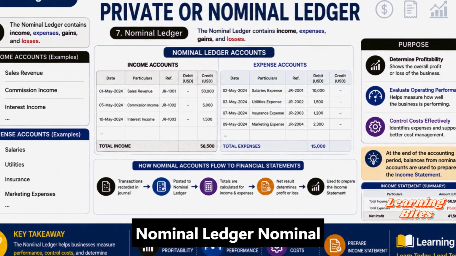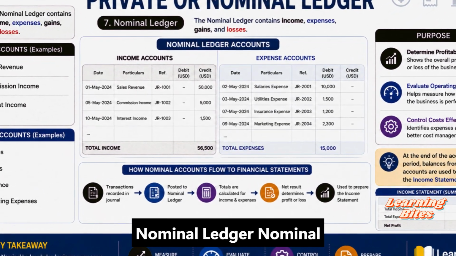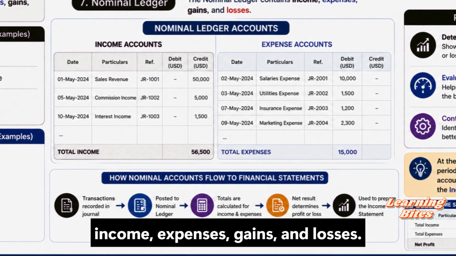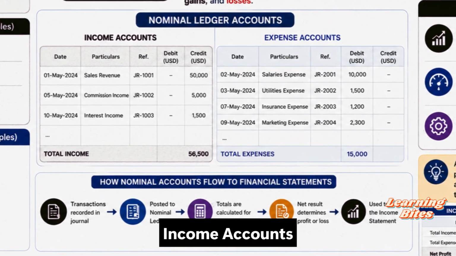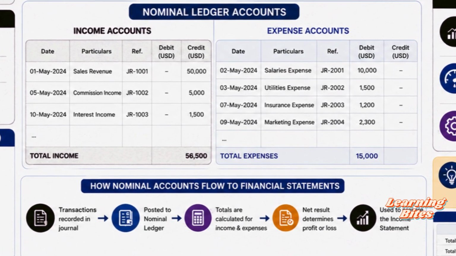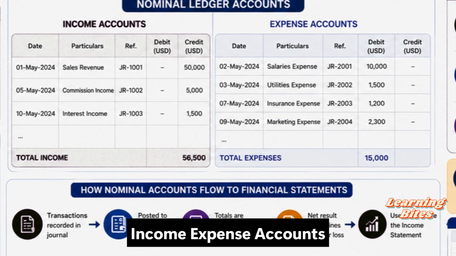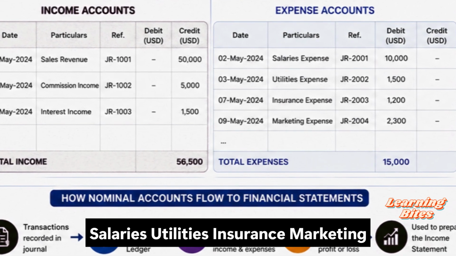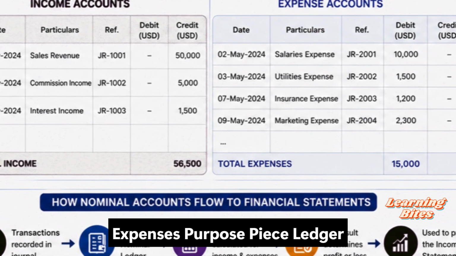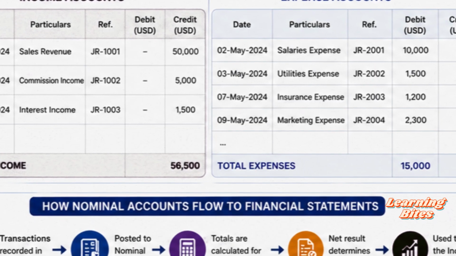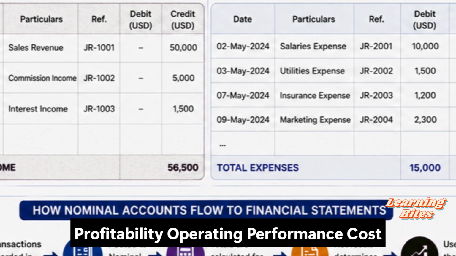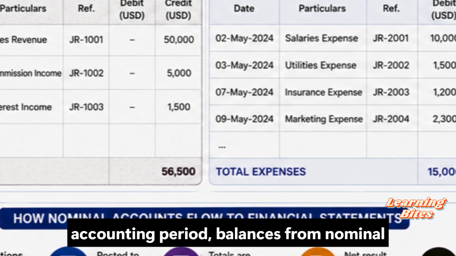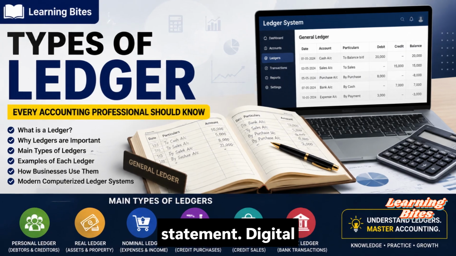Section G. Nominal Ledger. The nominal ledger contains income, expenses, gains, and losses. Examples include income accounts: sales revenue, commission income, interest income. Expense accounts: salaries, utilities, insurance, marketing expenses. Purpose: this ledger enables businesses to determine profitability, operating performance, and cost control effectiveness. At the end of the accounting period, balances from nominal accounts are used to prepare the income statement.